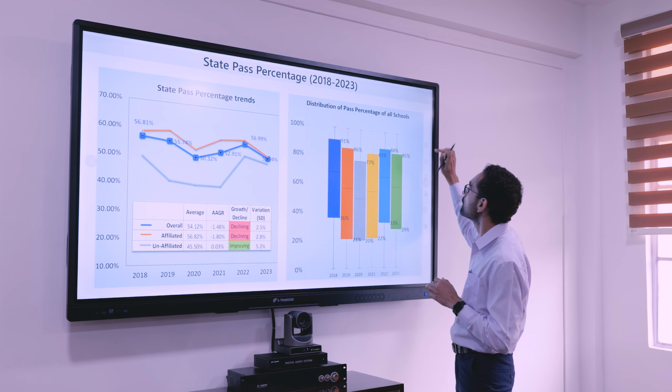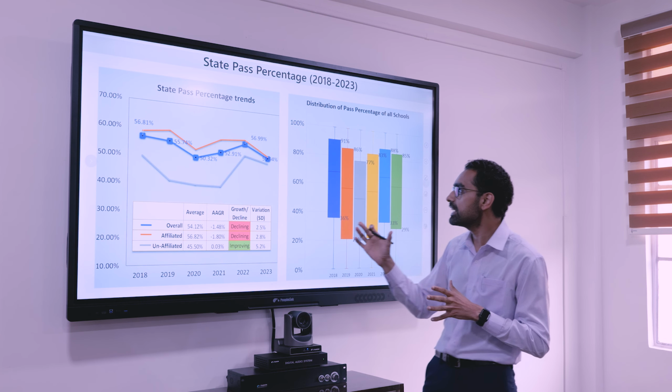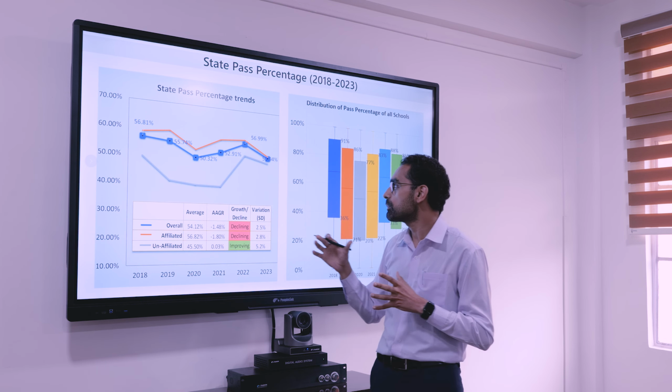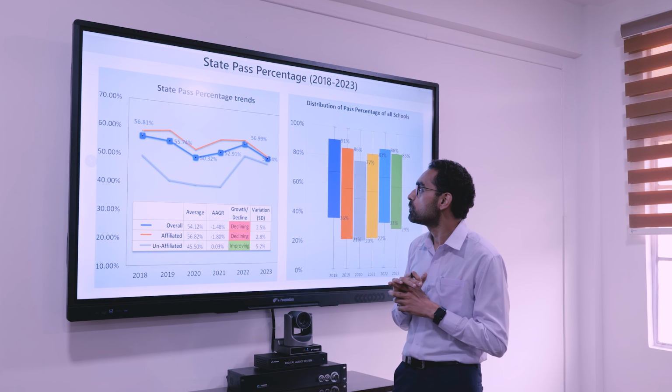Now going to the next slide. This gives the gist of the pattern of the pass percentage for the last 5 years. If you can see, more or less it's staying in the range of 50 to 60%. In fact, if you see the impact during the COVID years, 2021 and to some part of 22 on, we can say that COVID had a role to play.